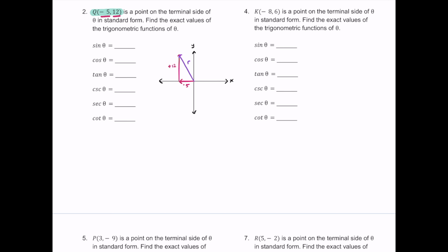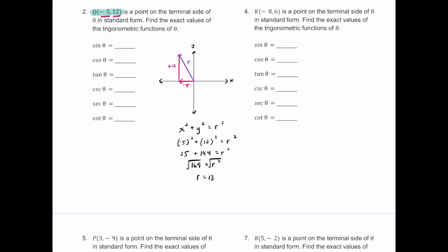Just like we did earlier, we're going to start off with our Pythagorean theorem, but I'm going to use x squared plus y squared is equal to r squared. X squared is going to be (-5) squared plus y squared, which is going to be 12 squared. That's going to equal r squared. And then 5 squared is 25. 12 squared is 144. Adding those together, we're going to get 169 is equal to r squared. And if we take the square root of both sides here, we're going to get r is equal to 13. All right, so we now know the value of r.